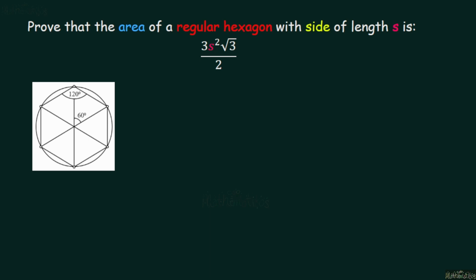Prove that the area of a regular hexagon with side of length s is this one. So we have a regular hexagon, meaning all sides are equal and all interior angles are also equal. So we have the side here S, S, S, S, and S.